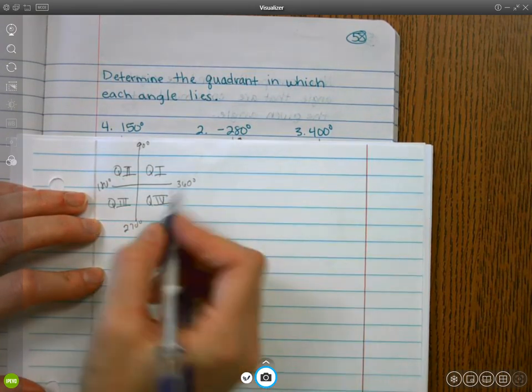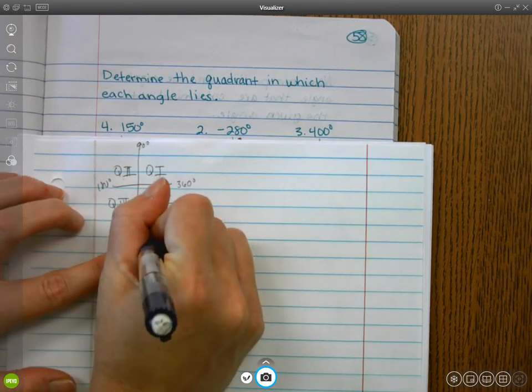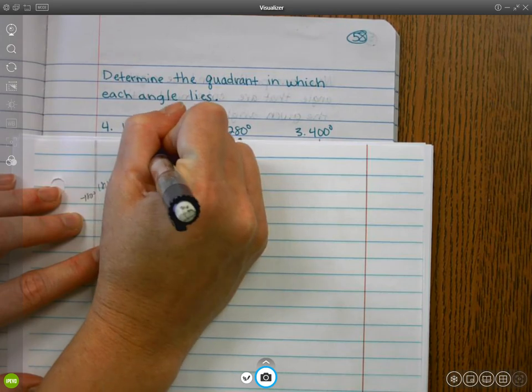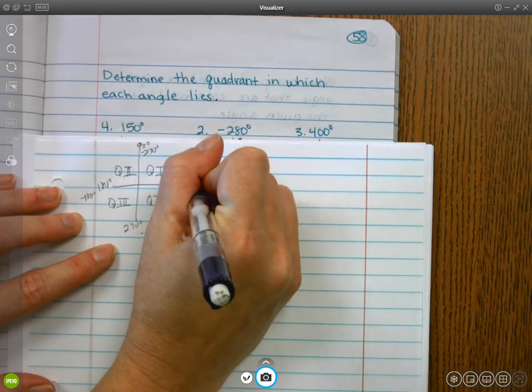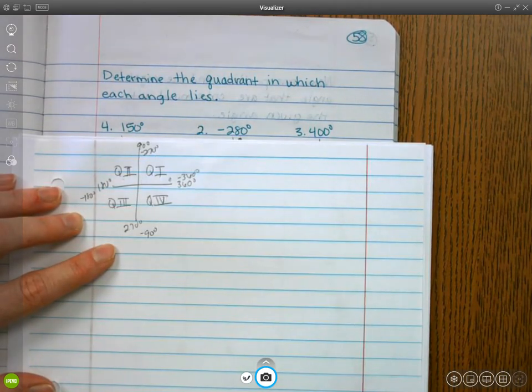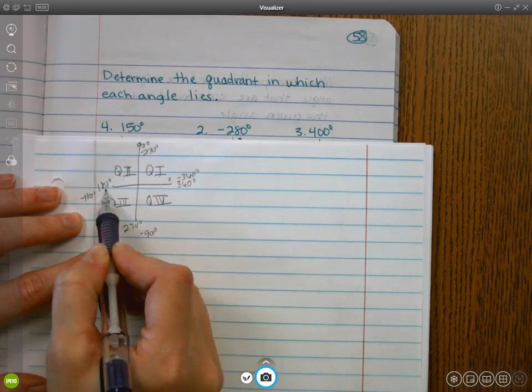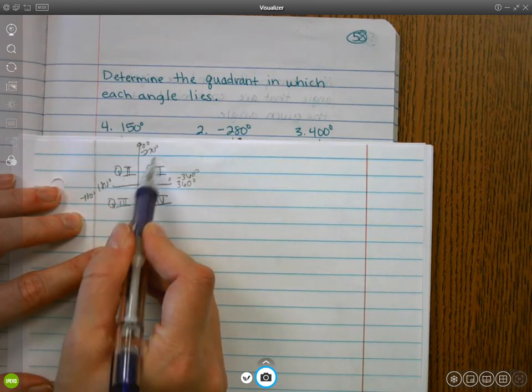Negative 280. Well, if I go backwards, this is negative 90, negative 180, negative 270, negative 360. It's also 0. So negative 280 going backwards, negative 90, negative 180, negative 270, a little more, lands in quadrant 1.